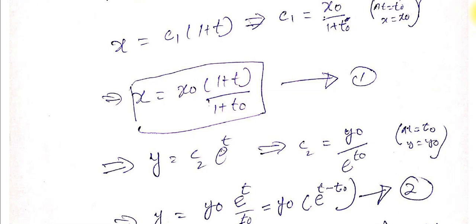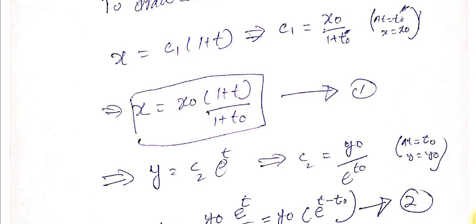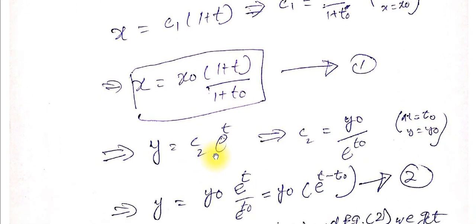Okay, I think this is from the path line. When you put the value of c1 here, you will have x naught (1 plus t) over (1 plus t naught). This is equation number 1, and y is equal to c2 e power t. We consider the two constants, and we have this c2 constant value.